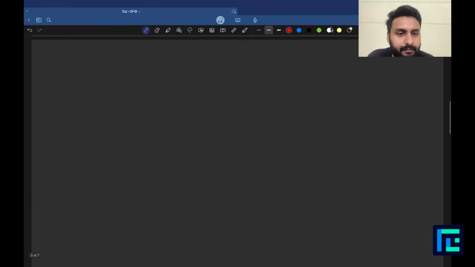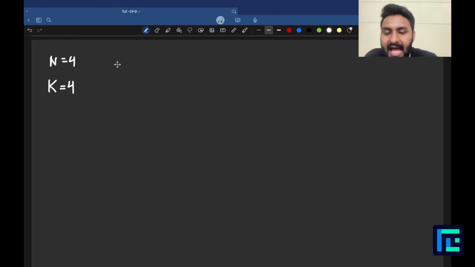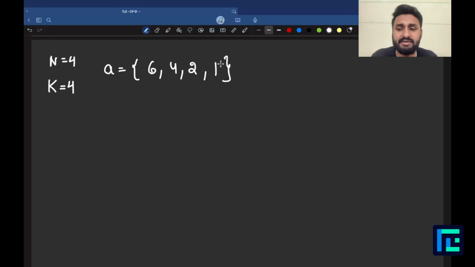What have they given you? They have said that n is equal to 4, k is also equal to 4. And then the array looks something like 6, 4, and then 2, and then 1. So what they mean to say is you can take at most 4 sized subarray. So that means I can take 1, I can take 2, I can take 3, I can take 4.